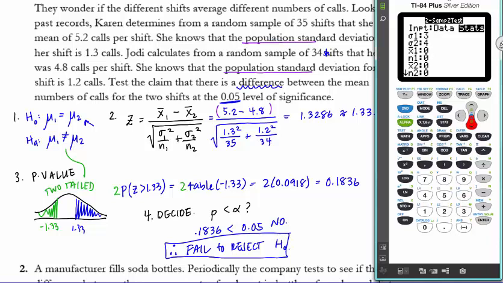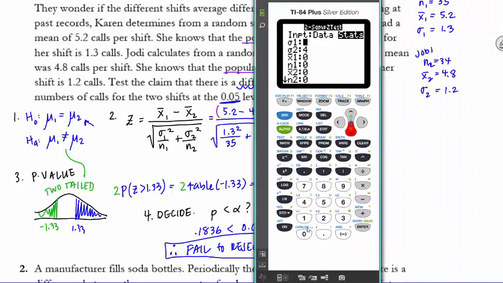The standard deviation of the first population is 1.3. Second population is 1.2. The mean of the first sample, 5.2. The size of the first sample is 35. Mean of the second sample is 4.8. The size of the second sample is 34. And we are testing to see if the 2 are different. That's the first one. And calculate.